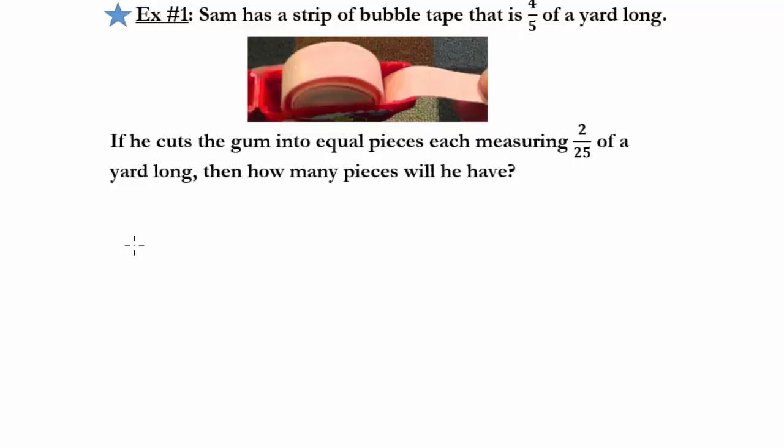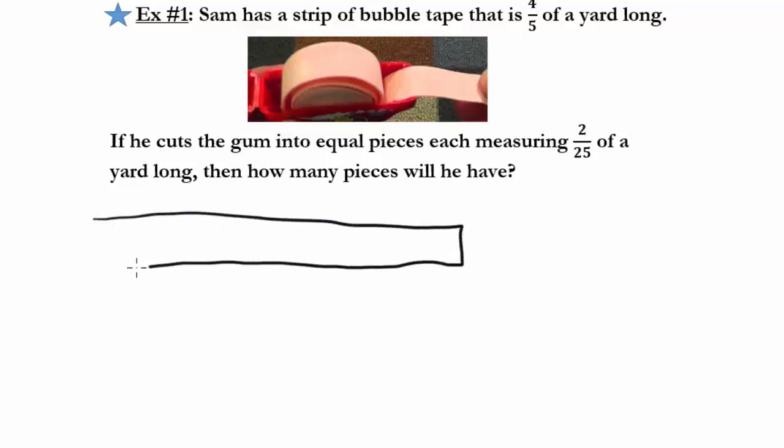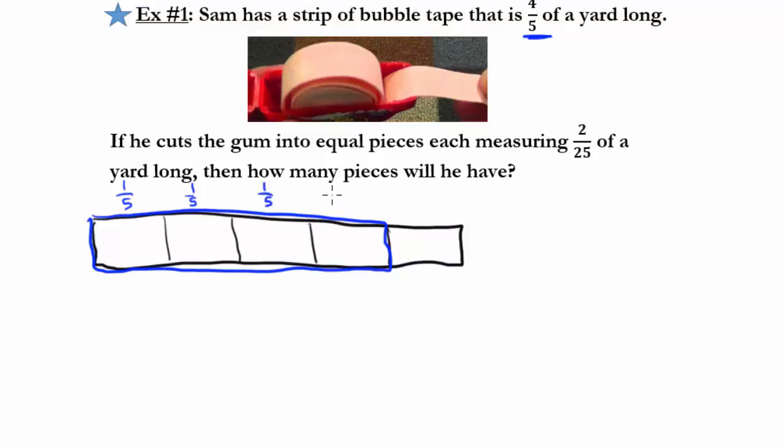We can also draw a picture. So let's start with drawing a picture. So here, I'll make it even a little bigger. Here's the strip of bubble tape that Sam has, right? Let's say that each one of these is fifths, okay? So he has 4/5. So let's just color that in. This right here is 4/5 of a yard. So if the whole tape was 1 yard, this represents in blue 4/5 of a yard, all right? There's one of those fifths, there's another one, you get the picture. There's another one and there's another one.